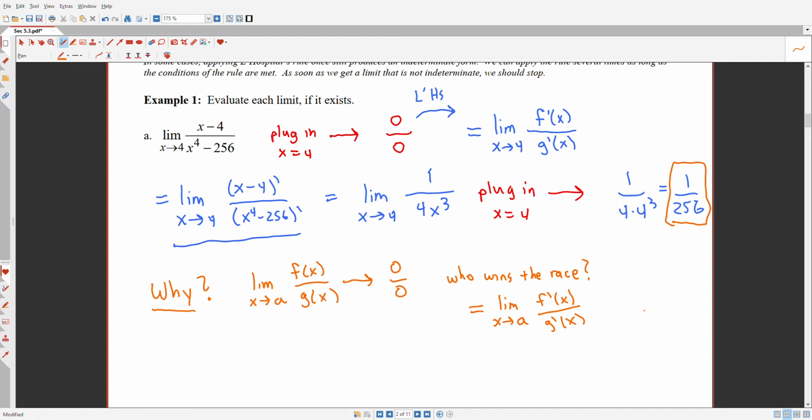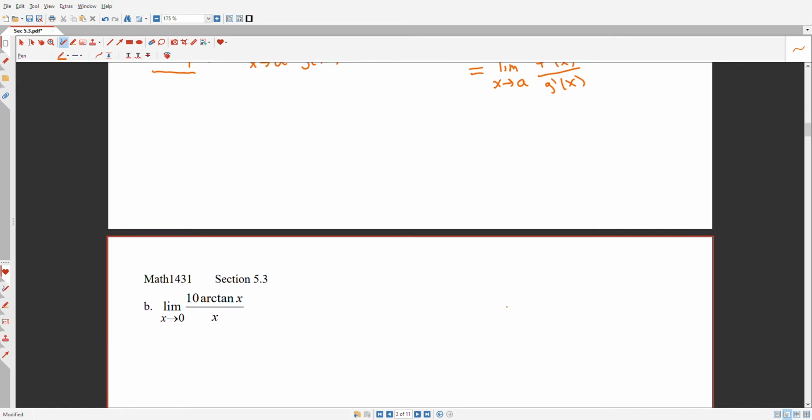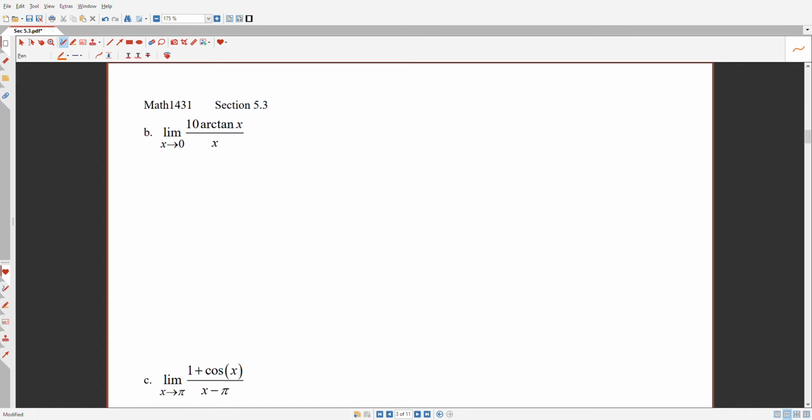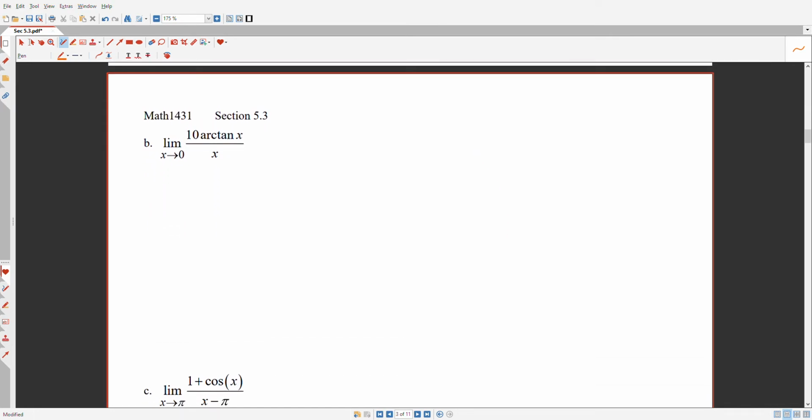All right, so let's try another example. Oh, here's a great one. Example B. It has a weird looking function, and this is a great one because we want to practice differentiating this stuff.